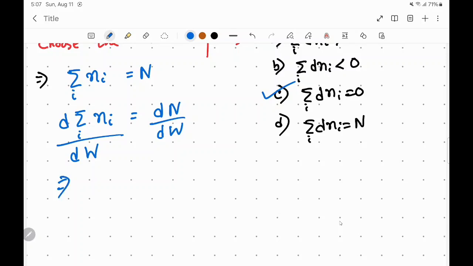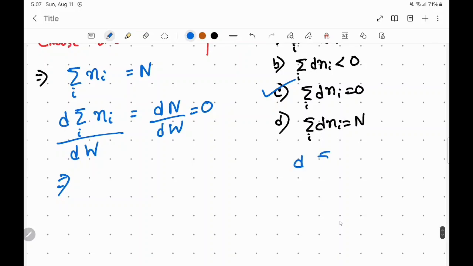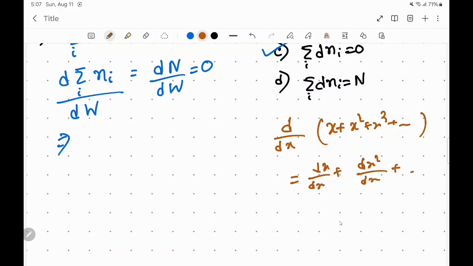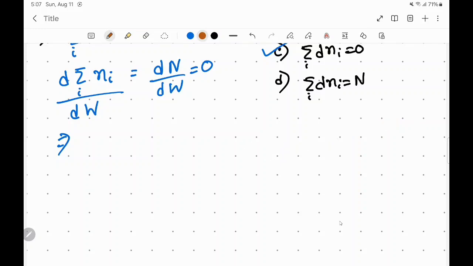And here one thing is that this is 0, but you have to know that derivative and summation commute. In integration you studied this; in differentiation, derivative and summation commute. Let's say d/dx of x plus x square plus x cube, anything, then you can write it as dx/dx plus d(x square)/dx, this way. That means you can break the sum. You can take the derivative out or in, that will commute with the summation. The language is that they commute, so you can write it like this.